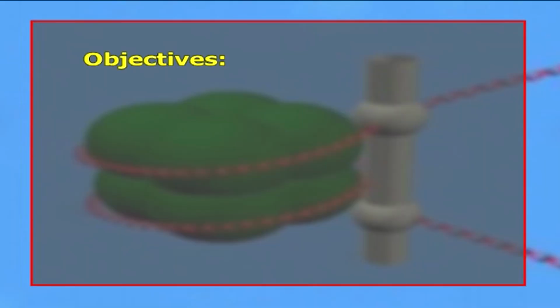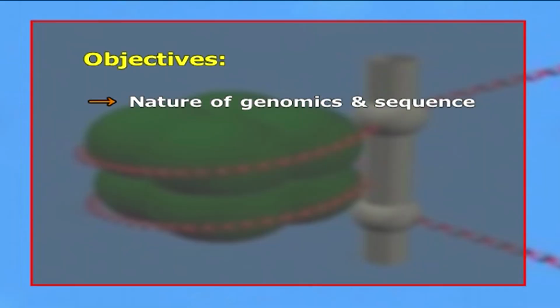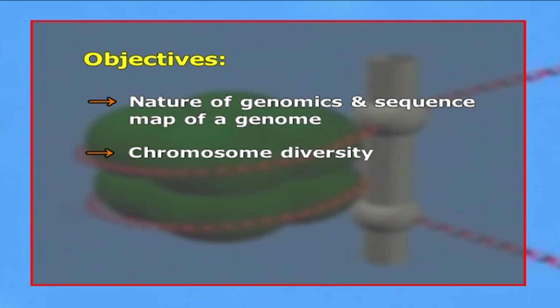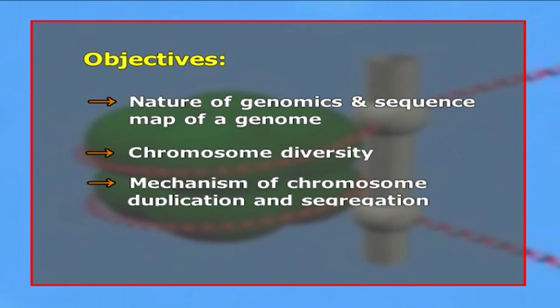Hello dear students, today our topic of deliberation is genome sequence and chromosome diversity, chromosome duplication and segregation, and the nucleosome. The main objectives of today's lecture are to discuss the nature of genomics and sequence map of a genome, to study the chromosome diversity, to explain the mechanism of chromosome duplication and segregation, to discuss the nucleosome.